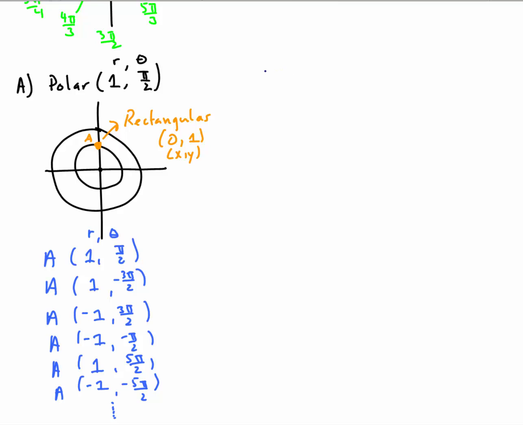Okay, let's go ahead and look at another point. This point will be point B, and it's a polar point. So I want to make that very clear. And it's the polar point negative 3, 5 pi over 6.